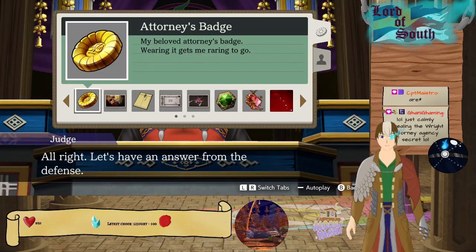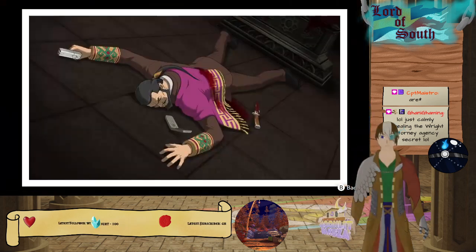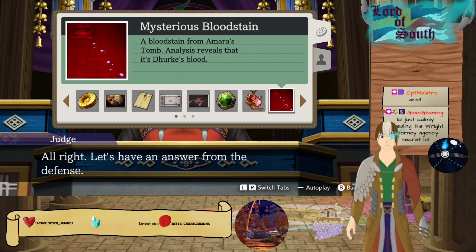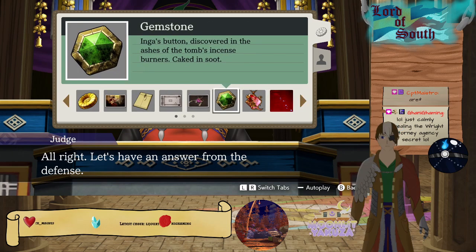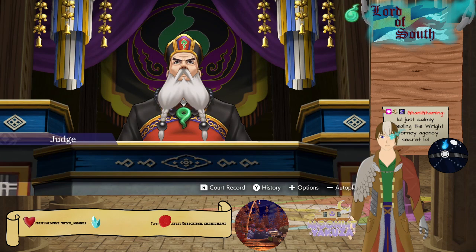Also, for some reason, I was looking for proof of the Rook being channeled. Don't ask me why. Kinda stupid. Could it be this thing? I actually don't know. Alright, let's have an answer from the defense.